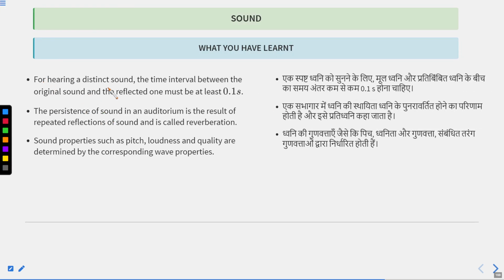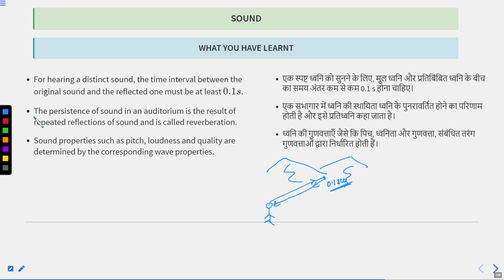For hearing a distinct sound, the time interval between the original sound and reflected sound must be at least 0.1 second. In order to hear an echo, the time interval between the transmitted sound wave and reflected sound wave should be at least 0.1 second. Otherwise, you will not be able to hear the echo.